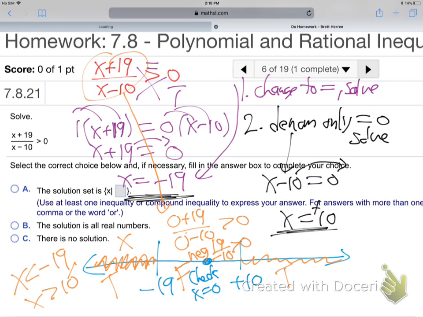So the final answer then, maybe I could write it, but there's just not any room left. It's right here with the comma in between. X less than minus 19, comma, X greater than 10. I think we need to do a few more of these. Is that good? Is that making sense? Questions I can answer?